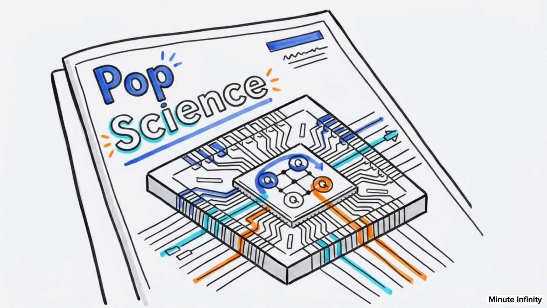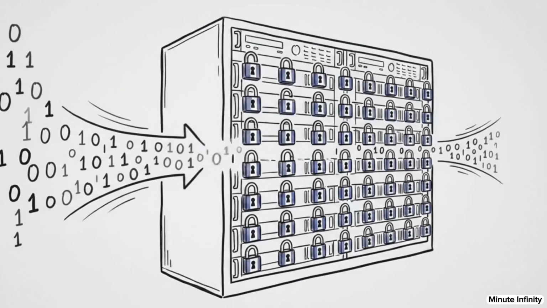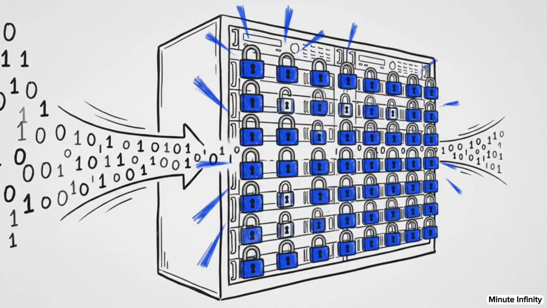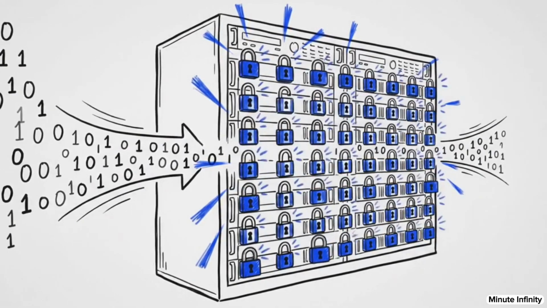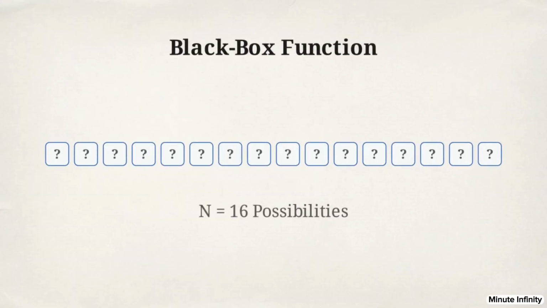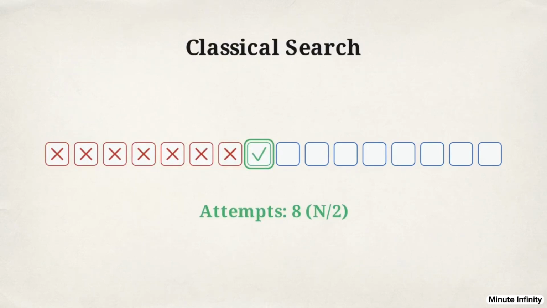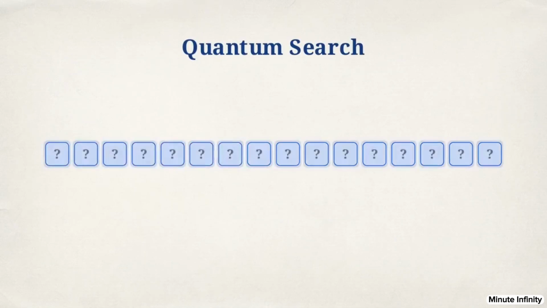Pop science outlets often frame quantum computing through a specific analogy. Where a classical computer tests passwords one by one, a quantum machine checks every possibility simultaneously in a massive parallel sweep. Imagine a black box function that hides a single target value among n possibilities. If you can only find it by guessing and checking, a classical computer takes n over 2 attempts on average.